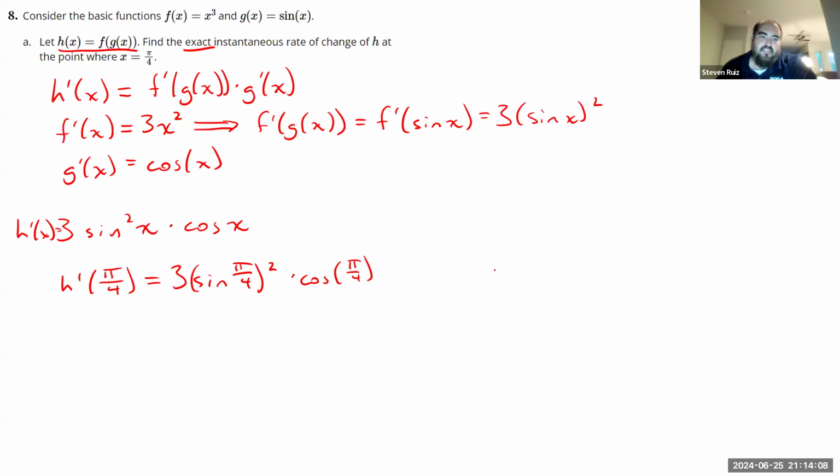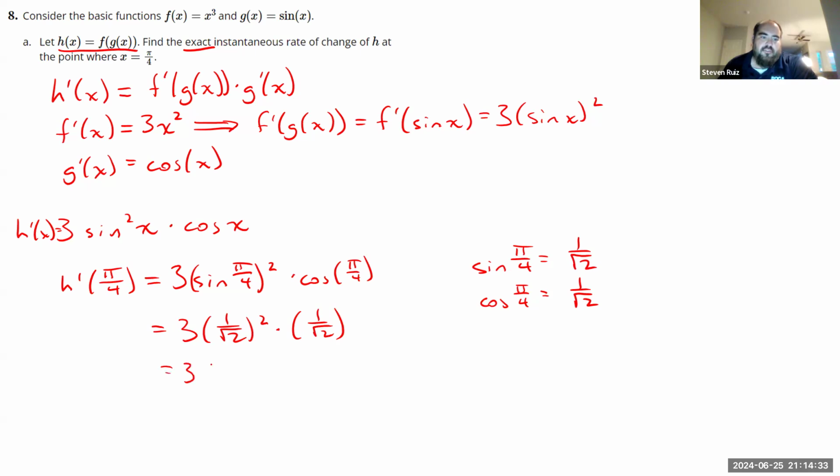Pi over 4, that's a 45-degree angle. So what is the sine of pi over 4? That's going to be equal to 1 over radical 2. Cosine of pi over 4 is also equal to 1 over radical 2. So now we can start evaluating this. 3 times 1 over radical 2 squared times 1 over radical 2, or 3 times 1/2 times 1 over radical 2. So 3 over 2 radical 2. This is the exact value of that derivative.